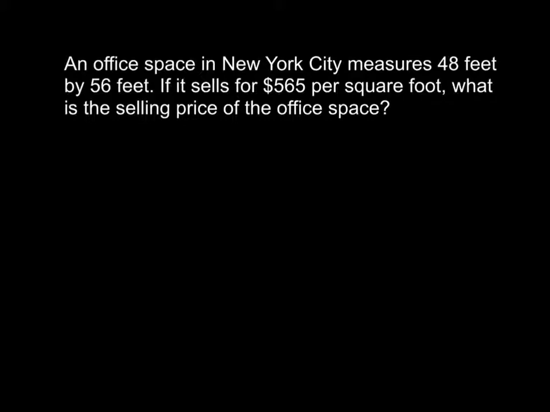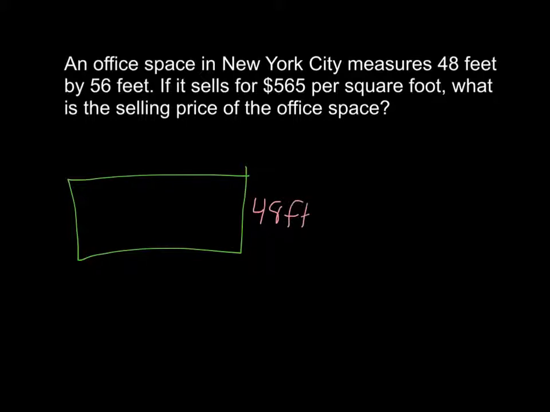An office space in New York City measures 48 feet by 56 feet. If it sells for $565 per square foot, what is the selling price of the office space? The first thing that I want you to do is draw a diagram, and we're just going to do a basic rectangle. This is going to represent your office space, and we know that it is 48 feet by 56 feet.